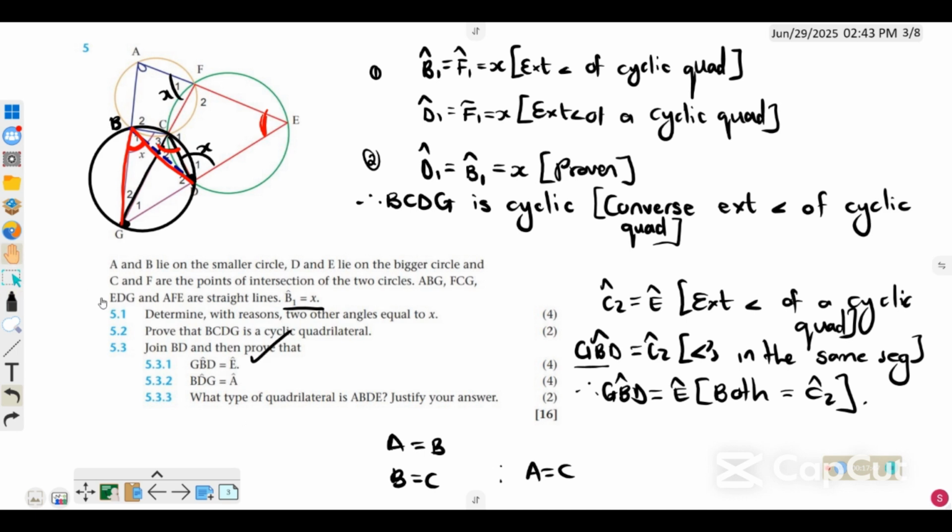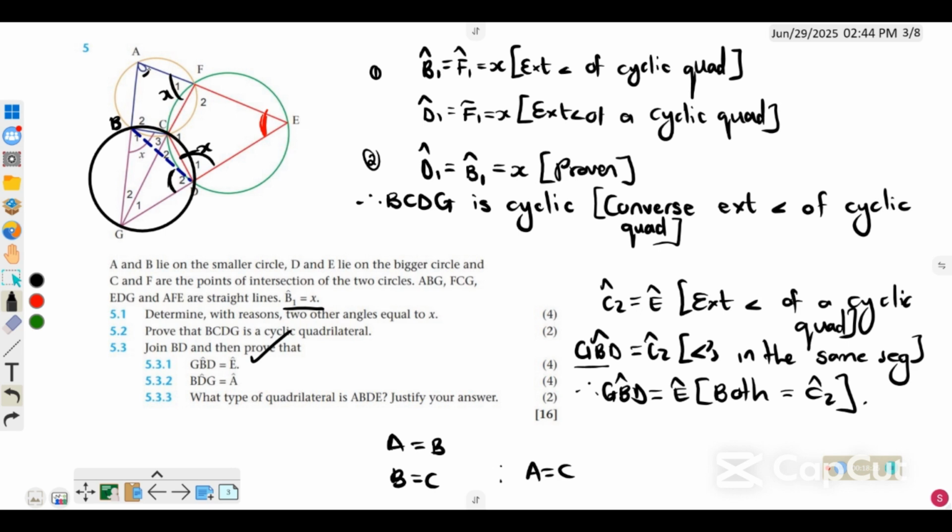Secondly, prove that the angle... Oh, that's a mess. Let me try to erase some stuff here. Yeah, fair enough. This is still x. D1 is still x. Prove that the angle BDG, what's B? Oh, we still have that line there, BD. What's G? Oh, this angle right here. BDG, which is this angle here. It's not D2, it's part of D2. BDG is equals to angle A.